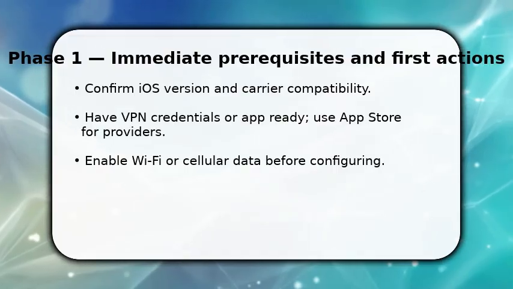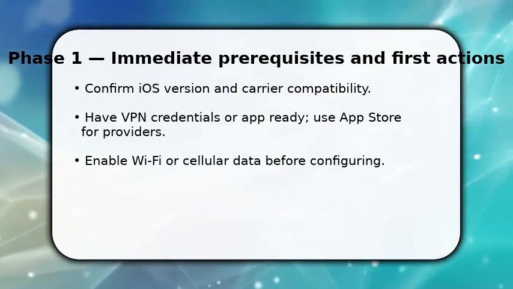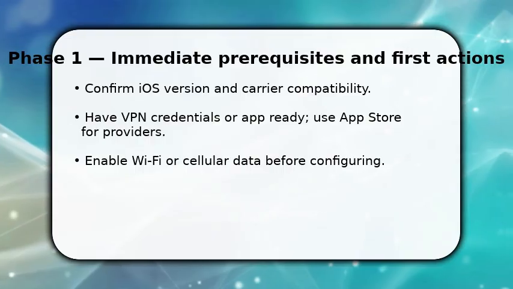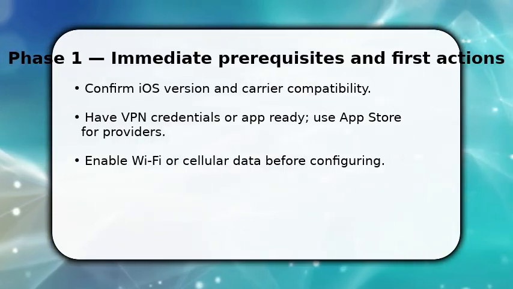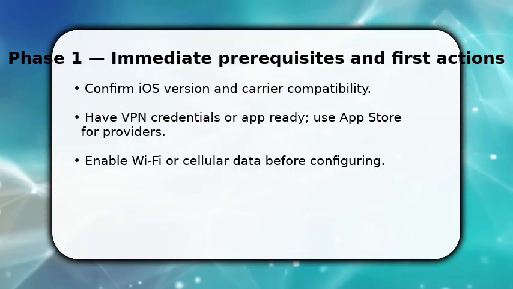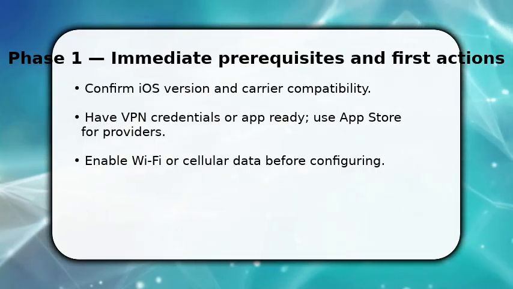You begin by confirming prerequisites. Check Settings, General, About for your iOS version, and make sure you have your VPN account details or the provider app downloaded. Open the VPN app or go to Settings, VPN to start configuration. This is faster if you already signed in to the provider.